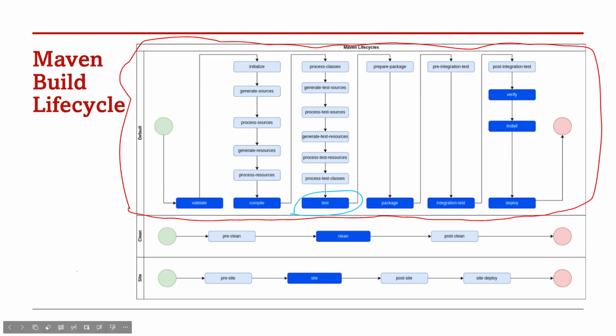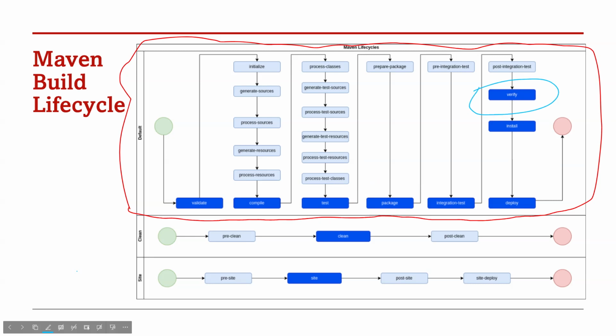Third phase is test, which executes unit tests using a suitable testing framework. This ensures code quality and identifies any issues early in the development process. Fourth phase is package, which packages the compiled code and resources into a distributable format, such as jar or war.